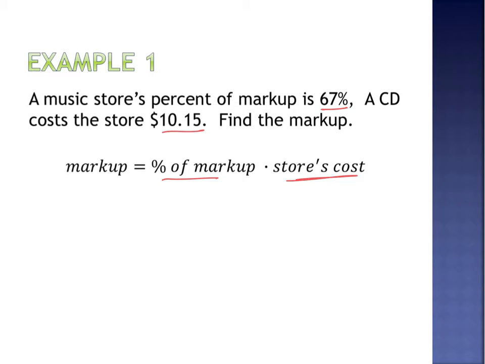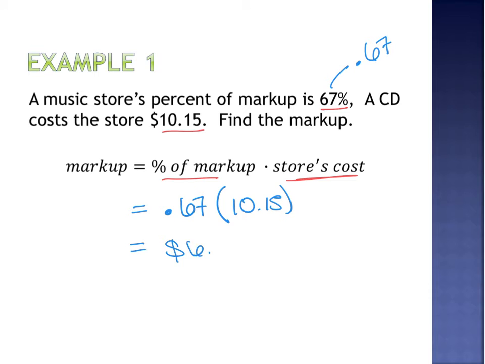In this example, our percentage is 67%. But if you remember, when we write a percentage, we have to write it as a decimal. So 67% is really 0.67. To find my markup, I'm going to take my 0.67 and multiply it by my cost of $10.15. When I multiply these together, this gives me a total of $6.80. This is what we call our markup.